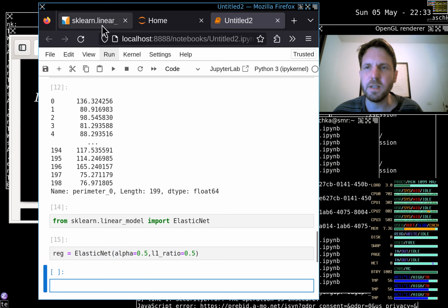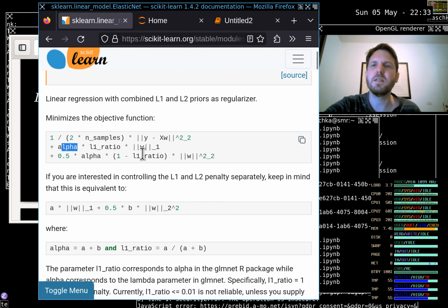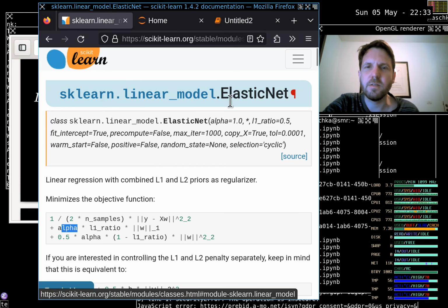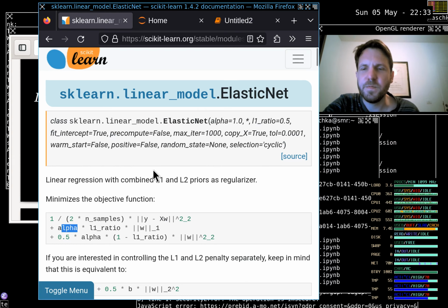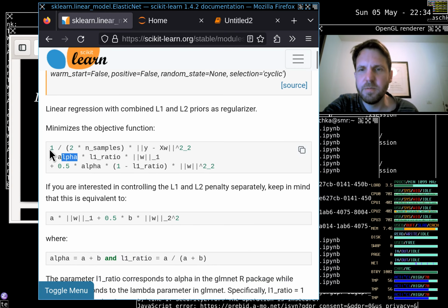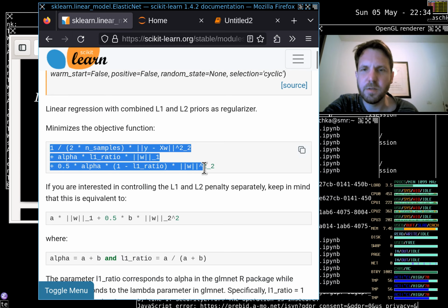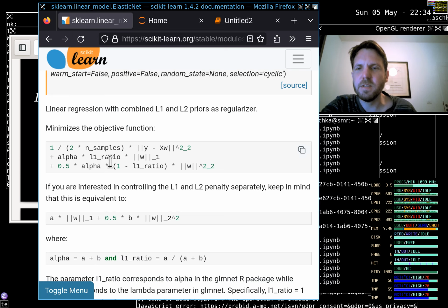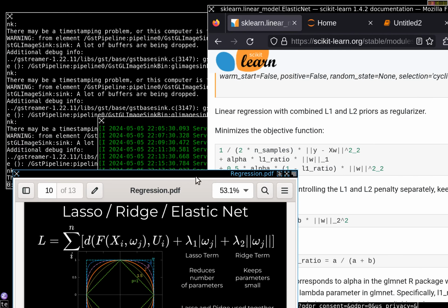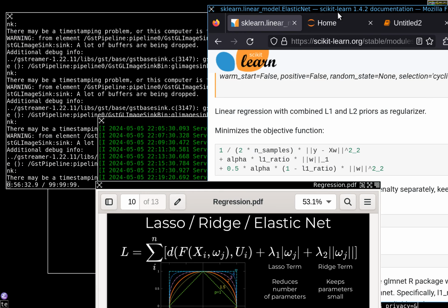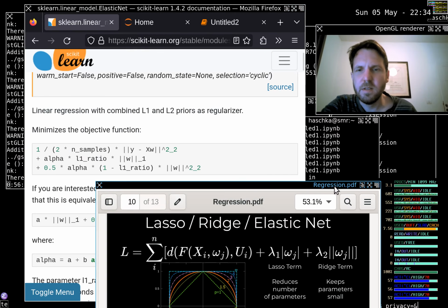Practically speaking, if you go into the scikit-learn documentation and you look up scikit-learn linear model elastic net, you will find this website. You have basically the formula that it uses for the loss function. This is very easy to understand. If we compare this to our formula that we had here, we had this lambda 1 lasso term and the lambda 2 ridge term.